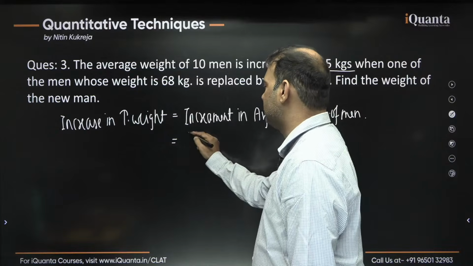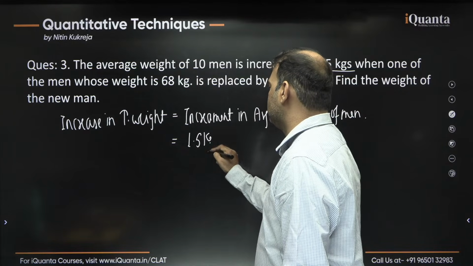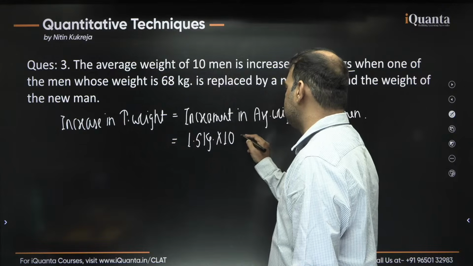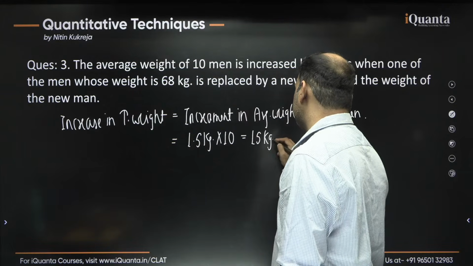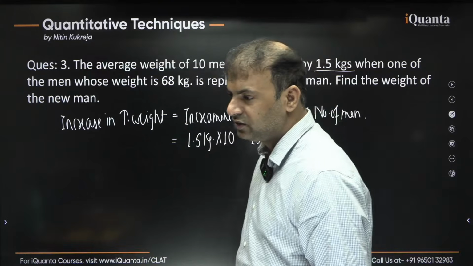We just know this thing. And the total men we know is 10, right? They are not changing at all. So what is the increase in the total weight? We can say the total weight increment is 15 kgs, right? The increase in the total weight is 15 kg.